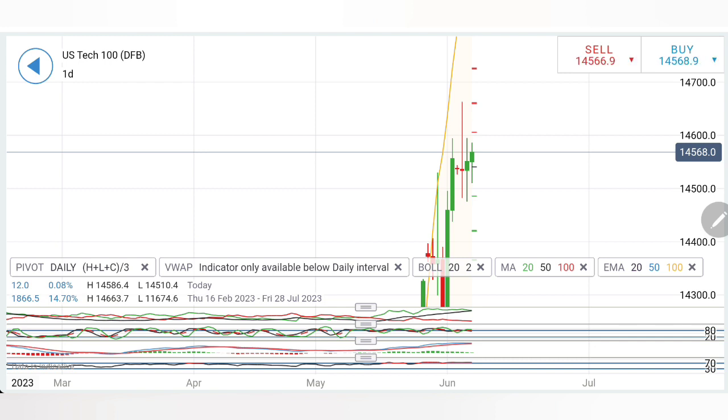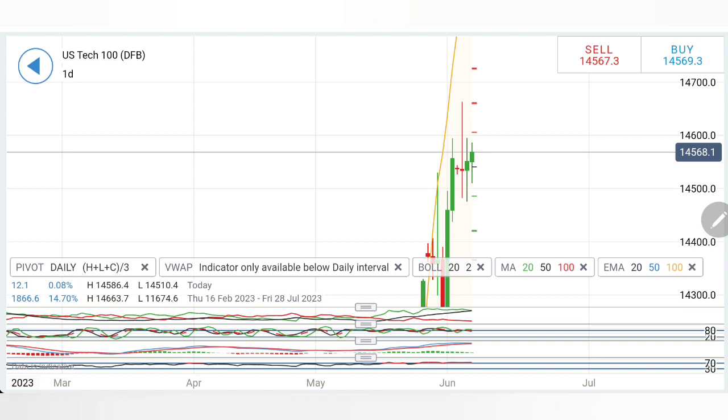That's it. Beyond that, 14,660 and 720 are the targets, and beyond that 14,800 levels, and then 15,000 in the month of June is certain. One has to watch it carefully. On the downside, you can sell here at 14,500, but then 14,450 and 14,400 are the next targets.